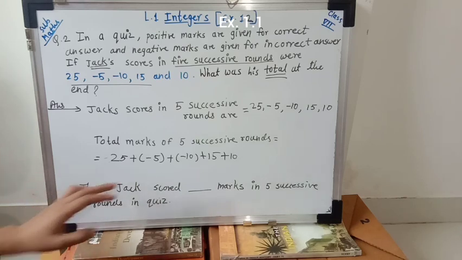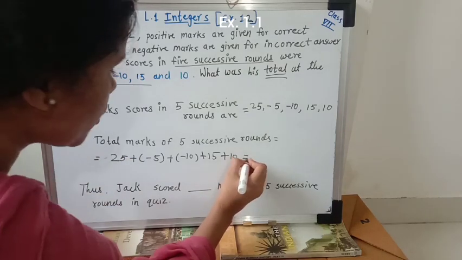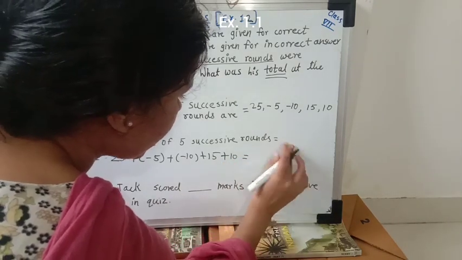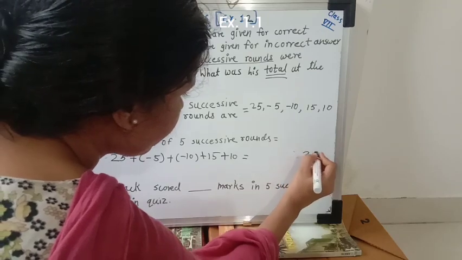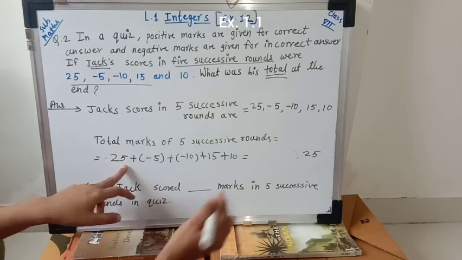So what we will do, we will add the last two marks first. Okay, so 15 plus 10 is equal to 25. Now write this 25 as it is.